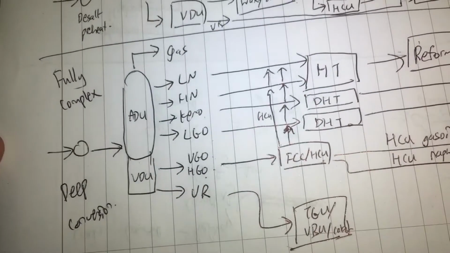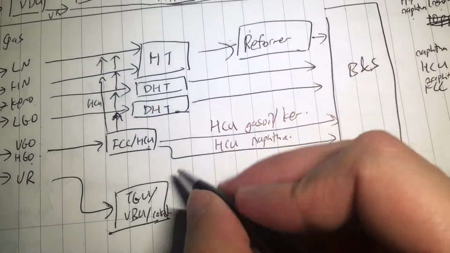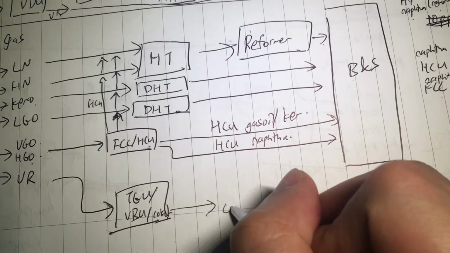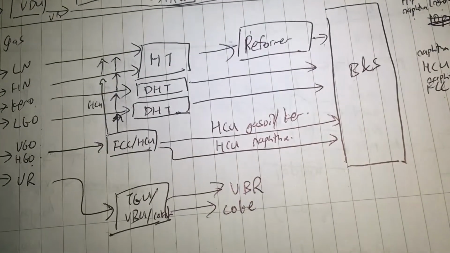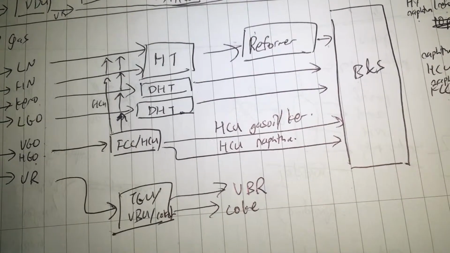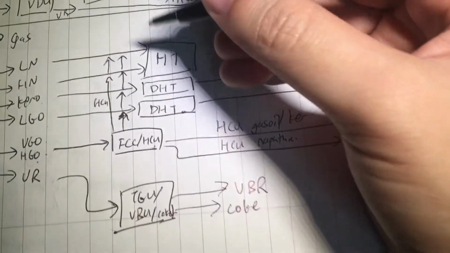Okay? So these guys, again, some of it will produce coke, vis broken residue. I just call it VBR. That's not official, by the way. It's just a short form I use.